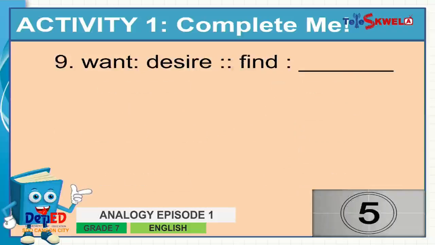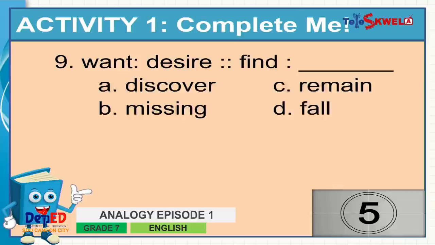Number 9. Want is to desire as find is to letter A, discover. Letter B, missing. Letter C, remain. And letter D, fall. And the answer is letter A, discover. Want has the same meaning with desire as find has the same meaning with discover.